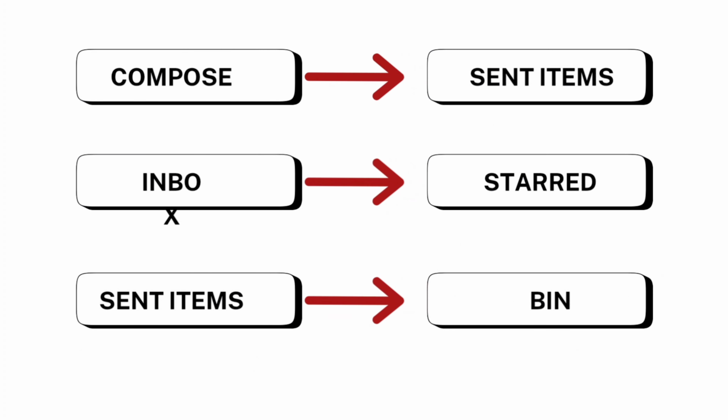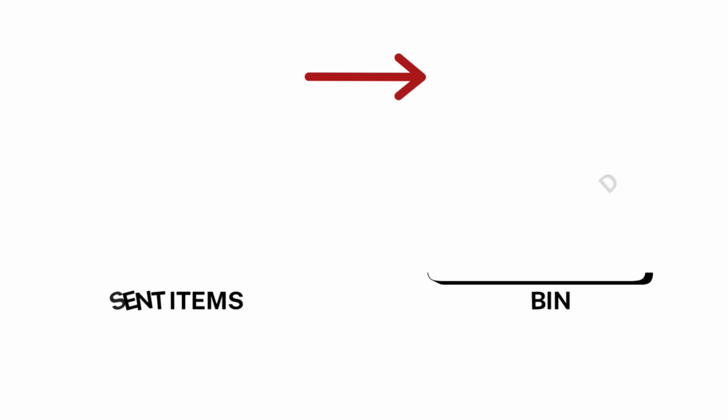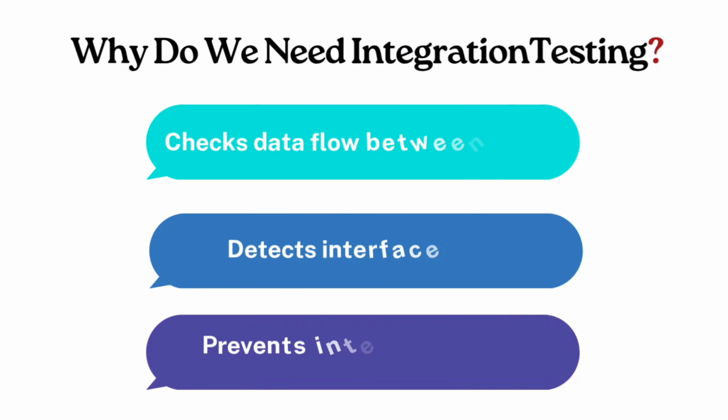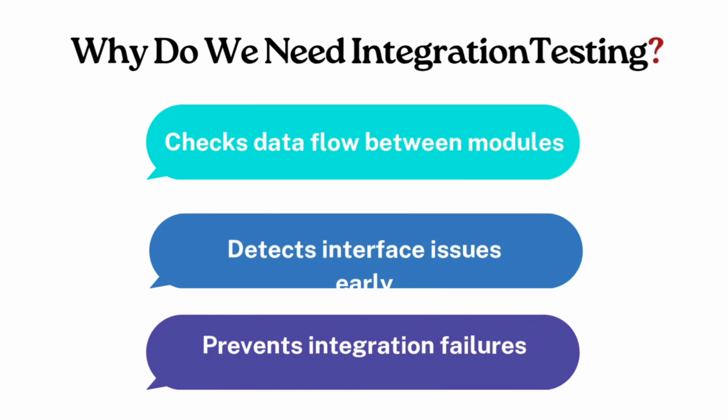Let's understand integration testing with a simple Gmail example. First, the Compose feature is integrated with Sent Items. Next, Inbox is connected with Starred. Finally, Sent Items is integrated with Bin to handle deleted emails. This shows how individual modules are tested together step by step. Even if individual modules work fine, issues can occur when they are combined. Integration testing helps catch these problems early.